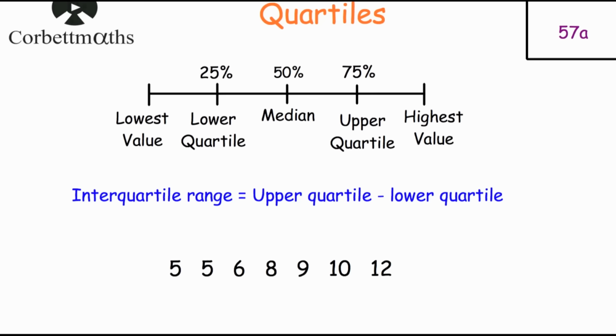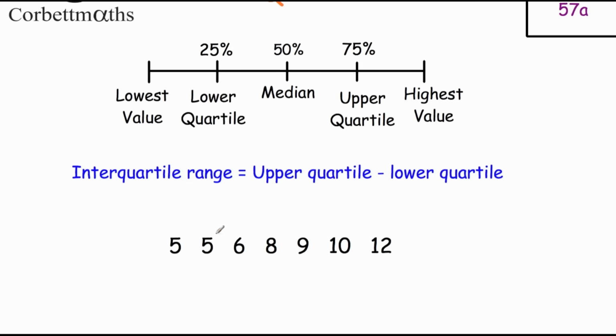So let's have a look at some data. We've got 5, 5, 6, 8, 9, 10 and 12. Let's find the lower quartile, the upper quartile and the interquartile range. To work out the lower quartile, first of all, we know that 8 is the median. Then if we look at the bottom 50% of the data, we've got 5, 5 and 6. So the lower quartile would be 5. And in terms of the upper quartile, that would be 10. So the lower quartile is 5, the upper quartile is 10, and the median is 8.